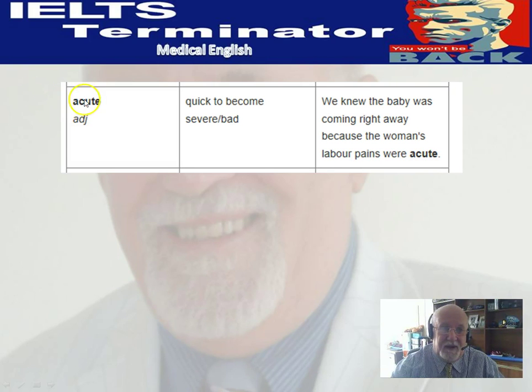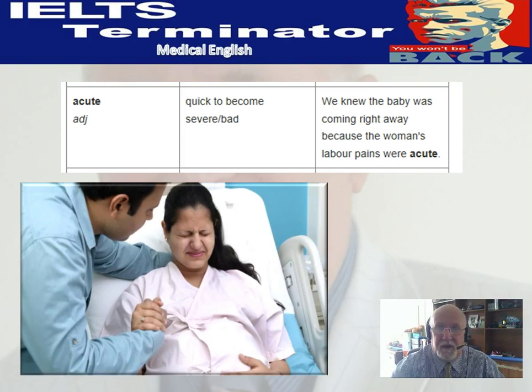Acute, A-C-U-T-E. This is an adjective which means quick to become more severe or worse than what it really is now. For example, we knew the baby was coming right away because the woman's labour pains were acute, meaning they were quite severe and they're getting worse. So we know something needs to be done very quickly.